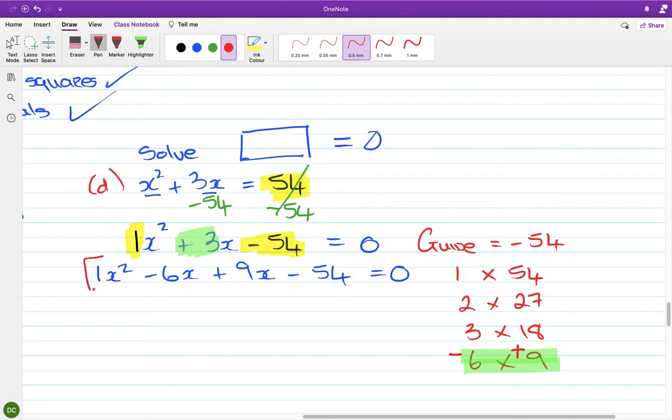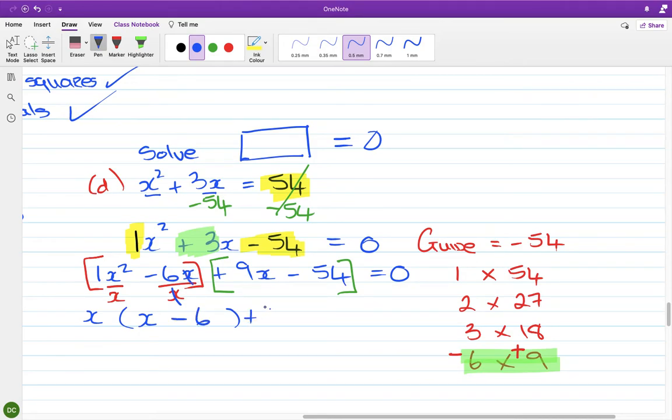Pair them up, so I've got my first group and my second group. Common in that first group is x, open my bracket and divide by my common factor. So the one, like I said, write it or don't write it. X squared divided by x is x. Here the x's will cancel and I'm left with minus 6.